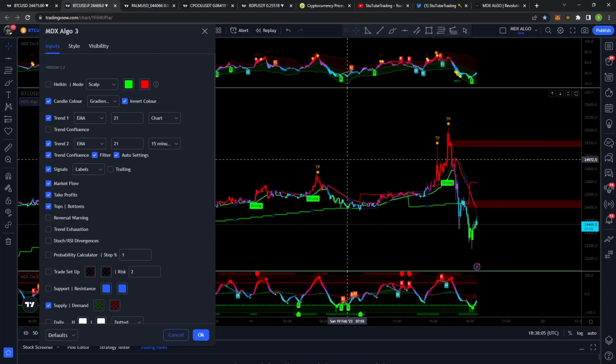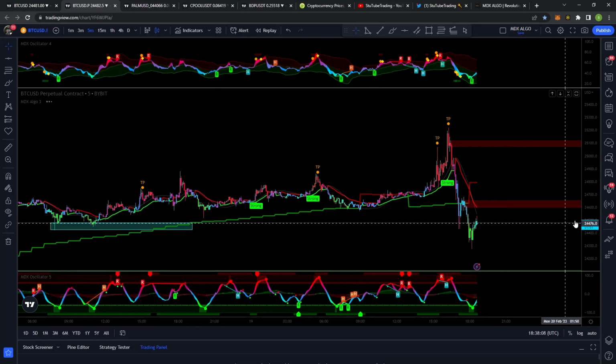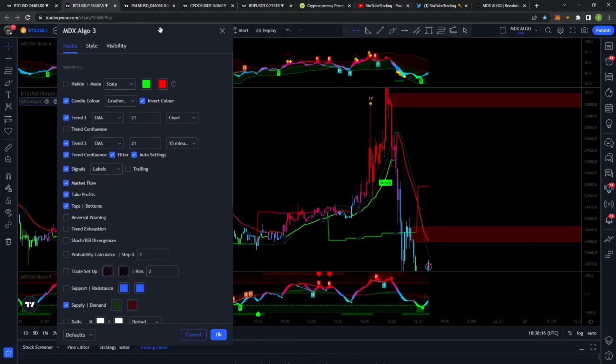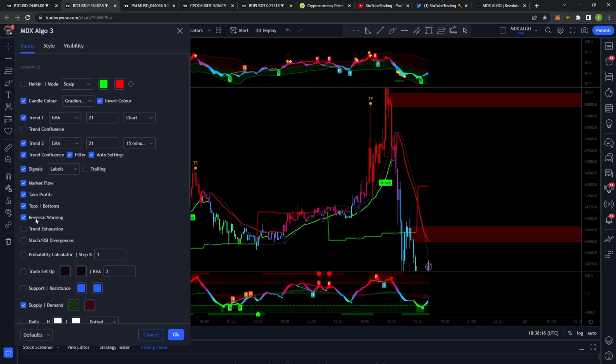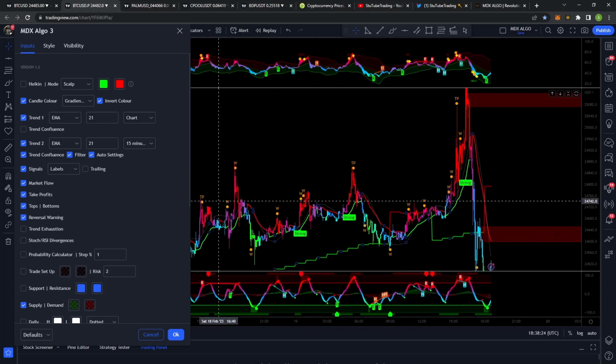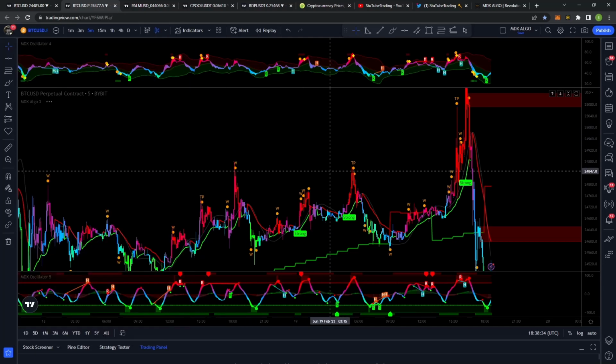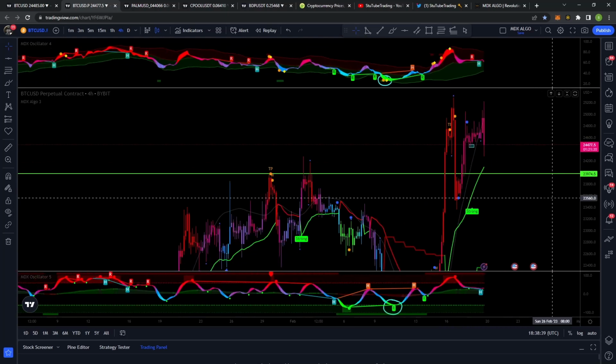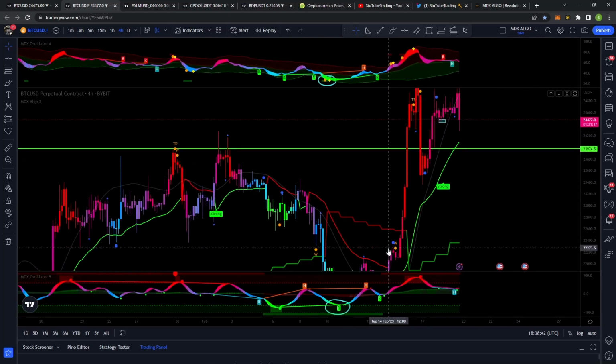Tops and bottoms, that would be those very small blue triangles I was talking about. You can see that some of them just appeared on the way up here, for example. Just another warning signal, basically. Reversal warning, we went over that. That's those orange dots with the W. You can see a few of them here. Trend exhaustion will just be an orange dot with no letters beside it. Stoch RSI, I don't know if this will actually show up for me because I'm on a shorter time frame. I think I have to be on a longer time frame, but they'll be big blue dots basically. Yeah, you can see some of these divergences here.